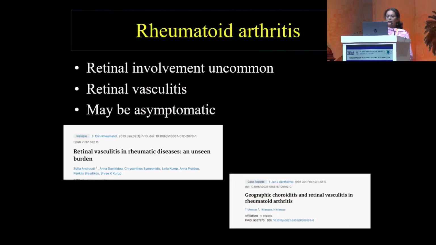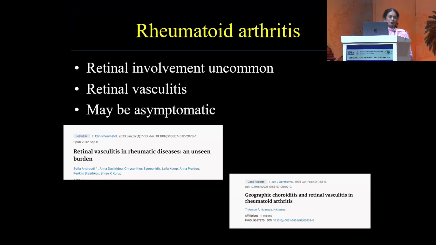Coming to rheumatoid arthritis, we know the involvement is mainly in the form of anterior uveitis or ocular surface diseases, but retinal involvement is quite uncommon. Whatever happens usually occurs in the form of retinal vasculitis. Again, it may be asymptomatic. That's why I find this article very relevant, which says that retinal vasculitis in rheumatic diseases is like an unseen burden, because there is more of retinal vasculopathy. There is leak which is detected on fluorescein and patients may not be symptomatic.